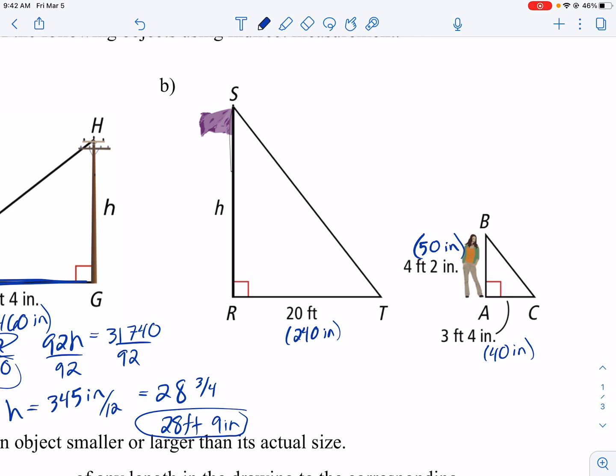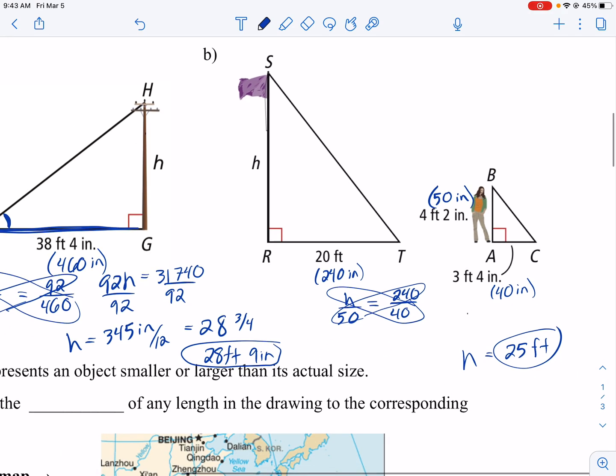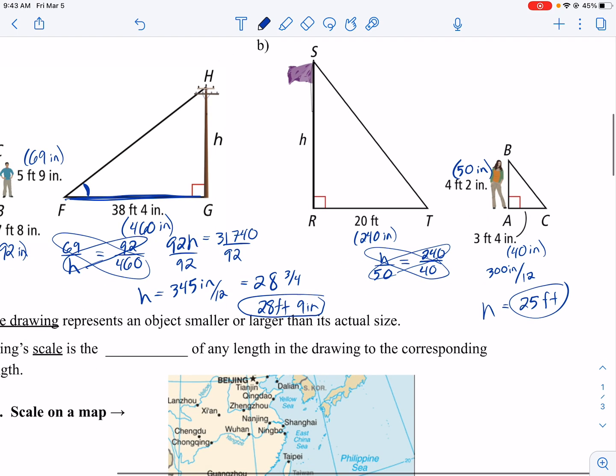All right, go ahead and set up your proportion, solve for the height. We've got a height of 25 feet. If we did this correctly, your proportion should have been the height of the flagpole is going to be the same ratio to the height of the person as the length of the shadow to the length of the shadow of the human. Cross multiply, divide by 40, and get 300 inches. And then divided by 12 gets you 25 feet.